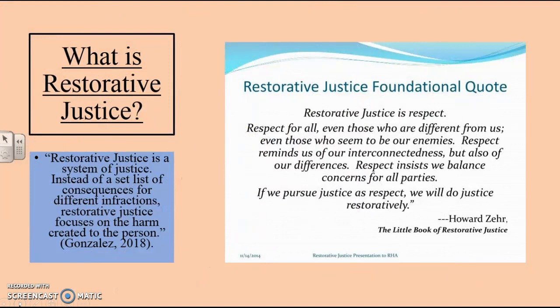Restorative practices actually came from restorative justice, which was a term and a system that came about in the 1970s. Restorative justice is a system of justice. Instead of a set list of consequences for different infractions, restorative justice focuses on the harm that was created to the person. On the right side, you'll see a quick quote from Howard Zehr, who wrote The Little Book of Restorative Justice. He also wrote The Little Book of Restorative Practices. I would recommend both if you are interested in looking at the system.